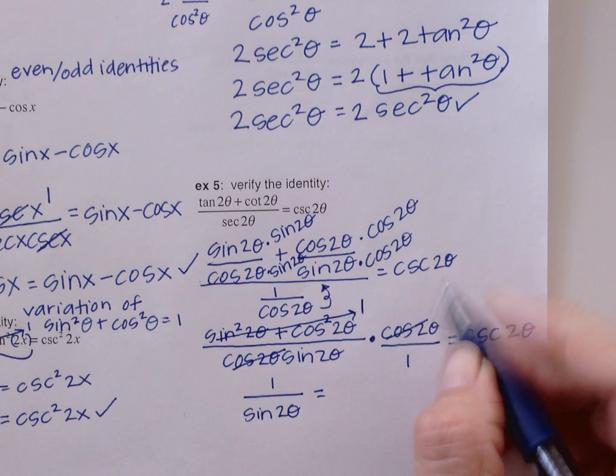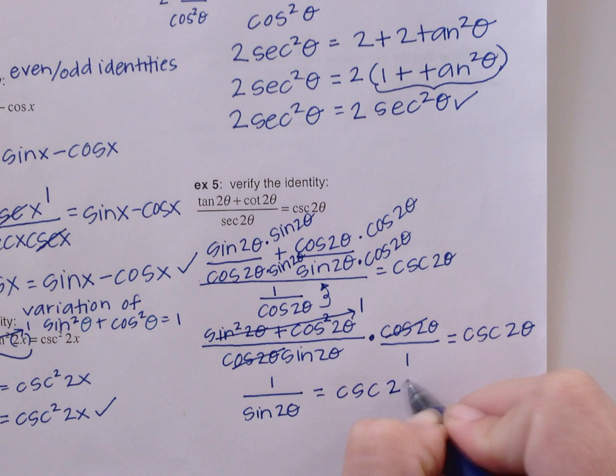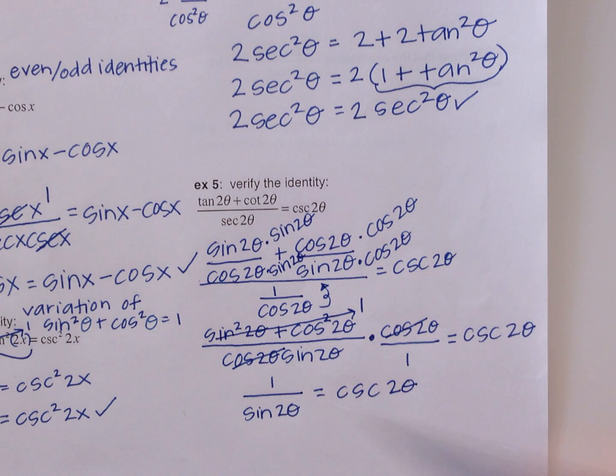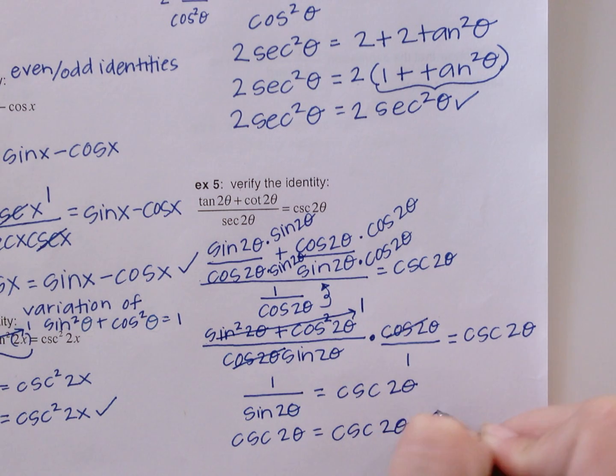Over here, this is just 1 over 1, so that's just 1, and 1 times anything is itself. So here we are, and 1 over sine 2 theta is cosecant 2 theta. So cosecant 2 theta equals cosecant 2 theta, and that's where we're at.